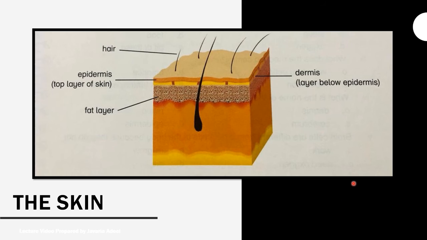Now over here is the structure of the skin. As you can see, in the upper layer over here we have hairs, and the number of hairs varies from skin type to skin type. The very first layer is the epidermis, that is the top layer of the skin. After that, we have the dermis, that is the layer below the epidermis, and then we have the fat layer.